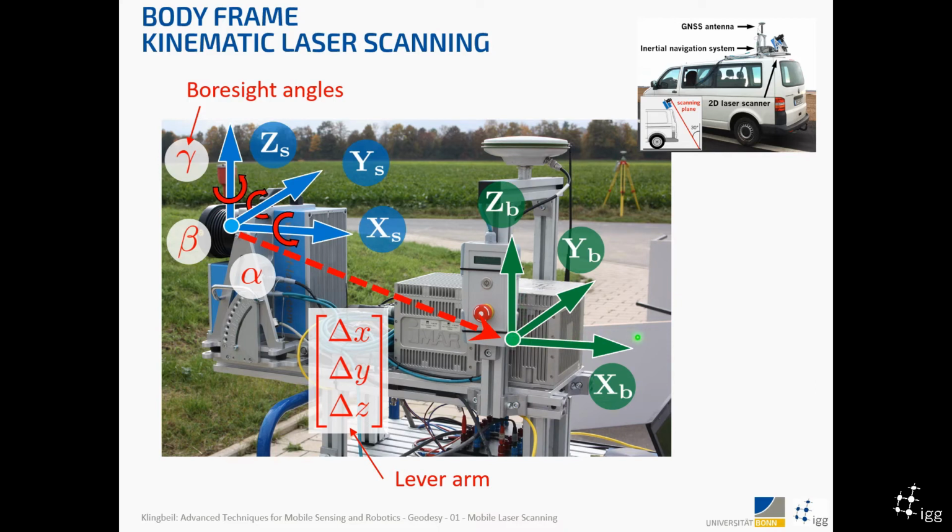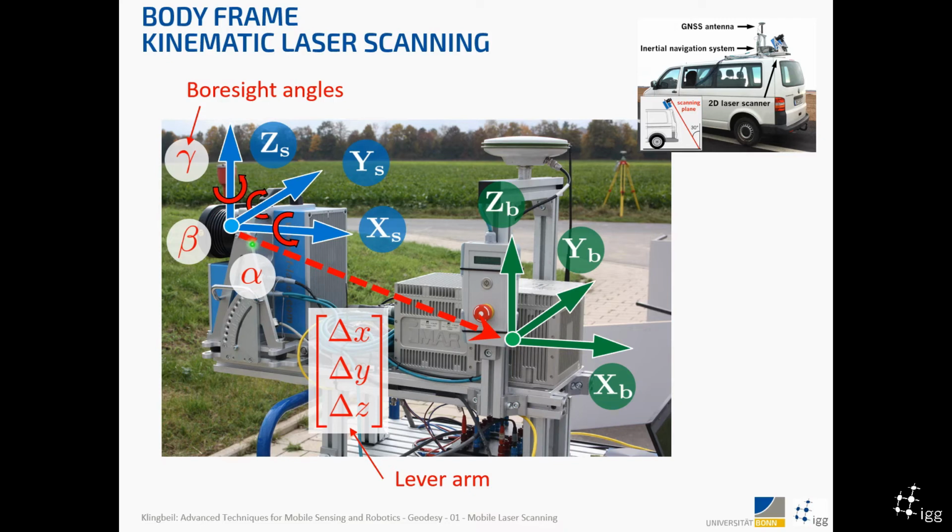So X is pointing forward, that direction. Then Y to the left, and Z is pointing up. And what we see here as well is that the body system and the sensor system are not the same. So there is a transformation between the sensor system and the body system. So we need to know, this is not a surprise, where the sensor is attached to the vehicle, to the body system.